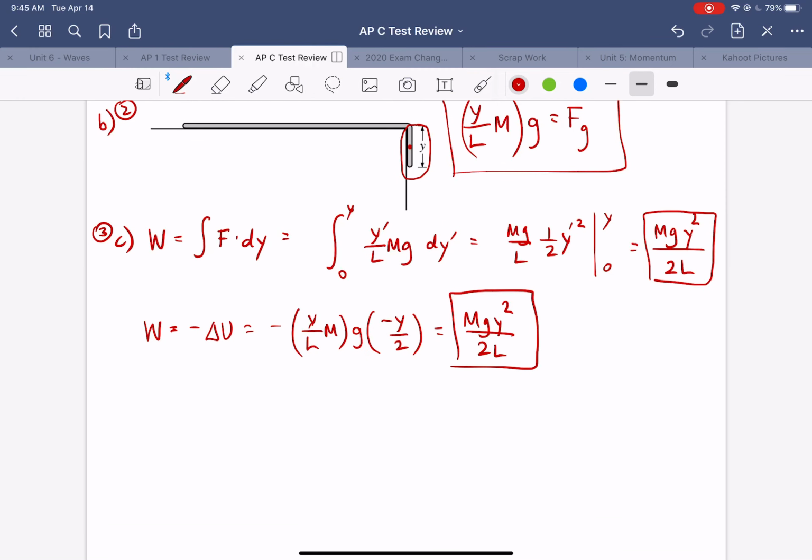All right, so we're almost there. Part D is next. That's also 3 points. D asks us to find an expression for the speed of this rope as a function of y. Well, we know the change in potential energy now. It decreases by this amount, mg y squared over 2L. So we can just set that equal to the kinetic energy.